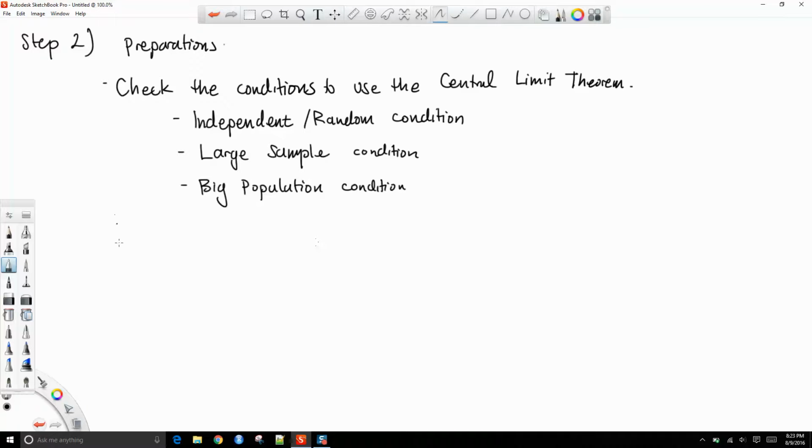Okay? There is also another part of the preparations, which will be to identify the significance level. And I'll get into this later. The significance level is called alpha.